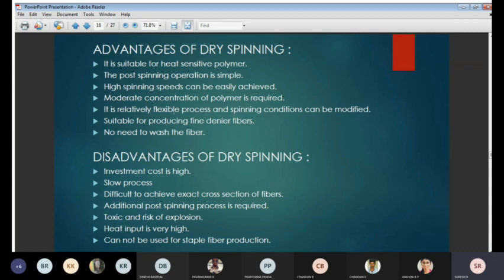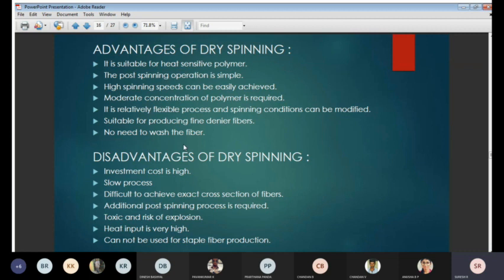So it is actually a flexible process, where we get dense fibers. There is no need to wash the fibers in dry spinning because the solvent is automatically evaporated from the fibers. But that is not the case in the wet spinning process. Okay. With the help of chemical means we have to remove the solvent in wet spinning, but that is not required in the dry spinning process.